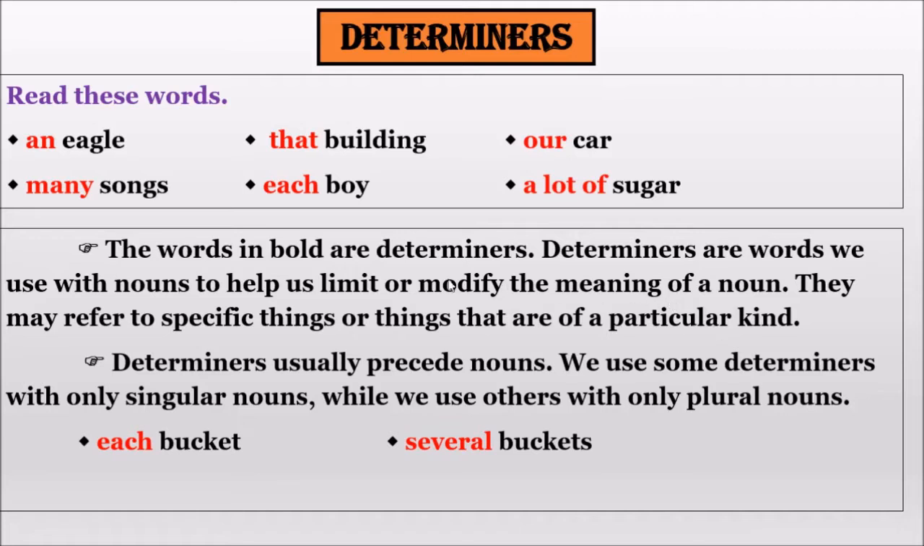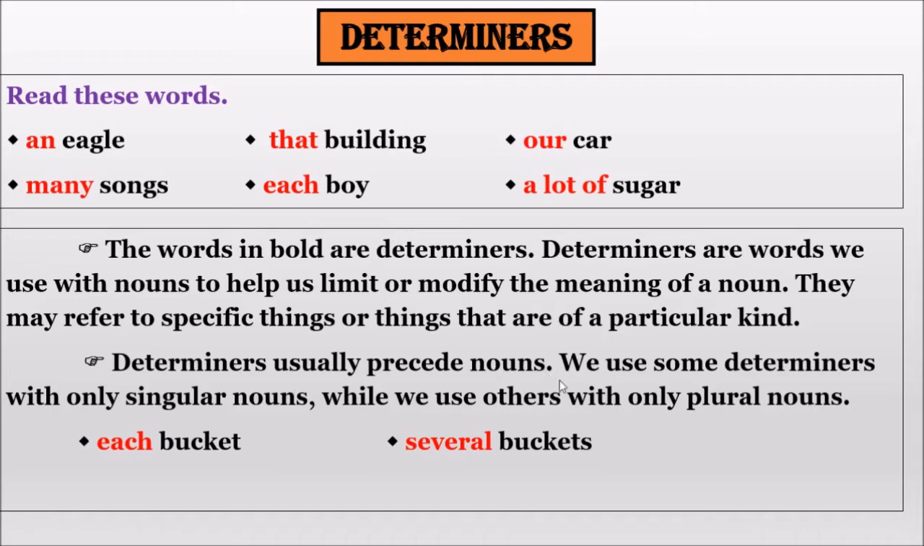So it means, children, determiners are the words which we use with the nouns. Why do we use them? To modify the meaning of the noun. For example, here the noun is car. How are we modifying that noun? By adding determiners. We are saying our car, right? So here the determiner refers to a specific thing. This word our is referring to this specific car. So the words we use to refer to a particular thing or a particular kind of noun are called determiners.